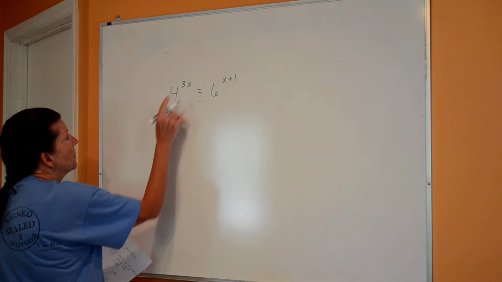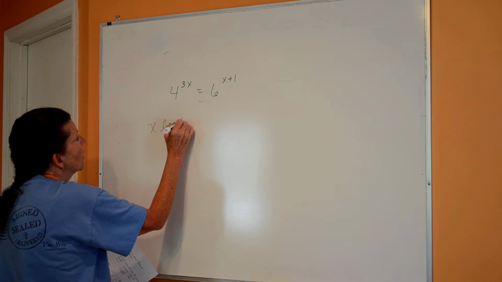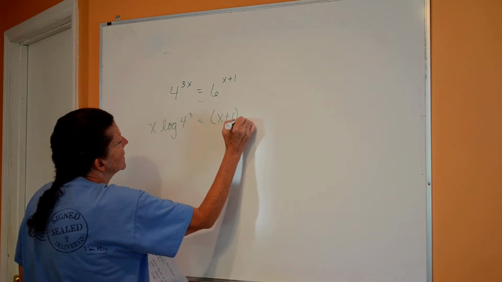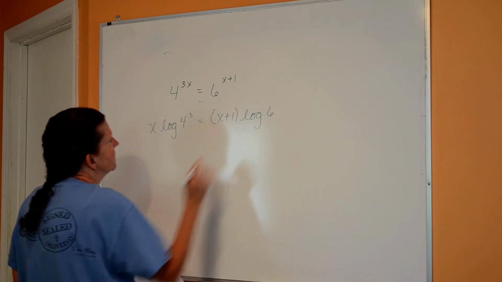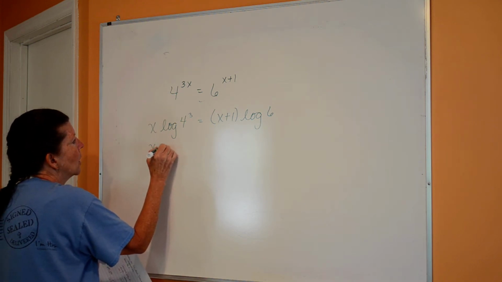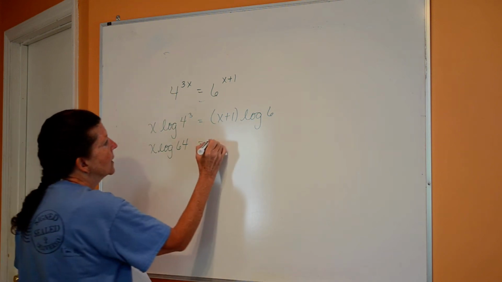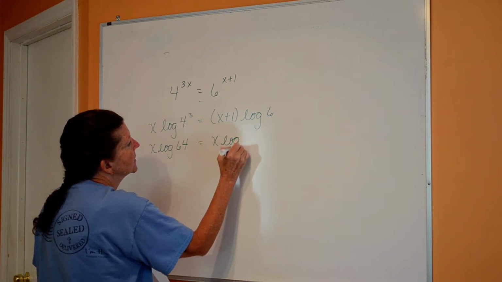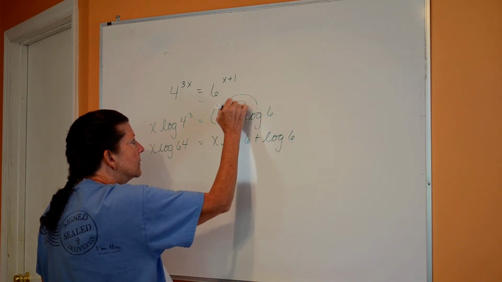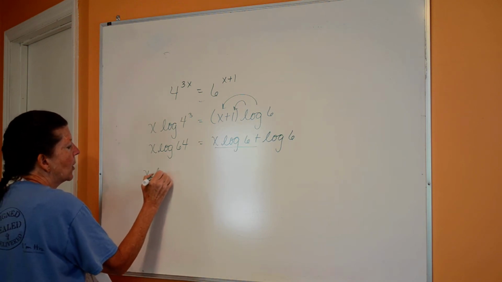So I am going to bring the x to the front. So x times the log of 4 cubed is equal to x plus 1 times the log of 6. Okay, I'm going to distribute there, so I have the log of 64 there because I did 4 cubed. X times the log of 6 plus the log of 6 because I'm distributing this. I need to bring the part with the x and put it with this part with the x.